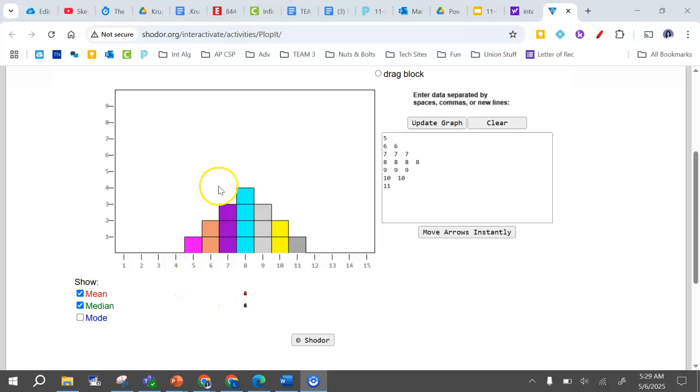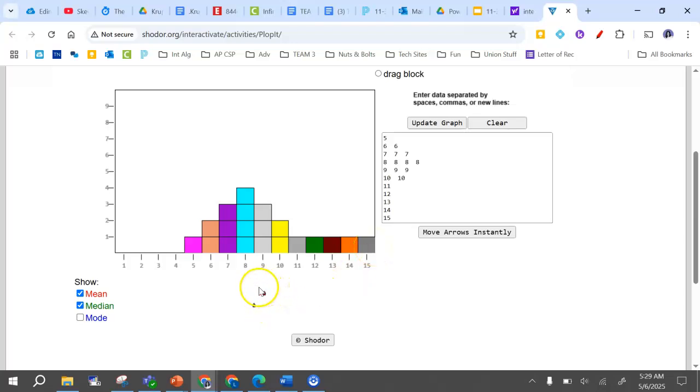So I started with a very symmetrical, even graph. They're perfectly even on both sides. I could fold this in half and it would be the same. Now let's see what happens when I start adding blocks that are higher and make this not symmetrical anymore. So now what I have is this tail, as we call it, on the higher side of the graph.